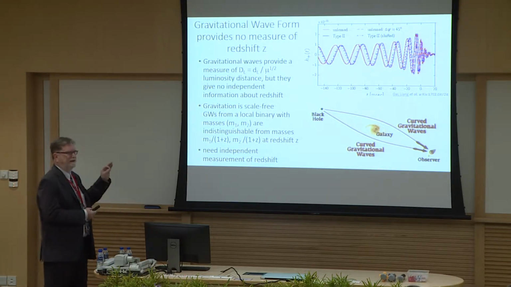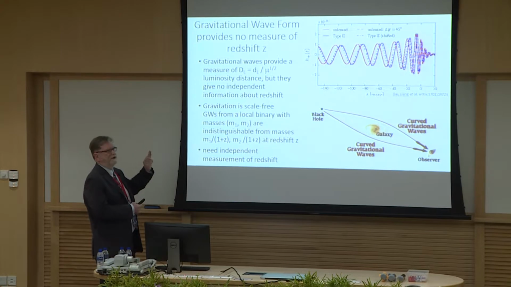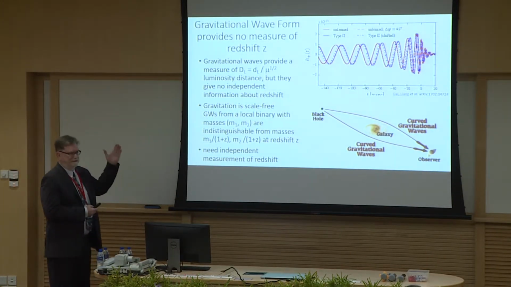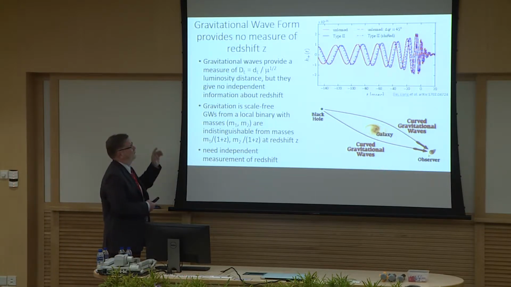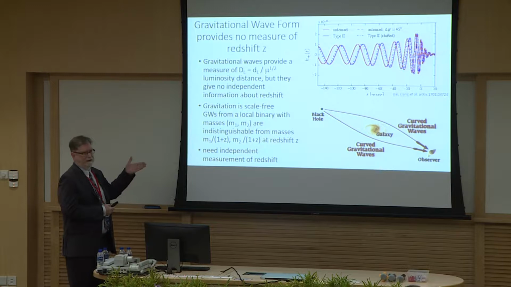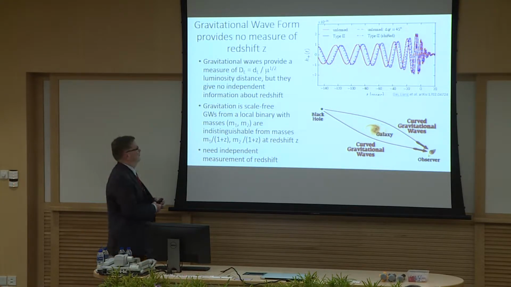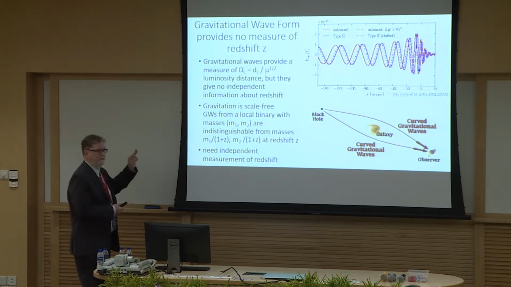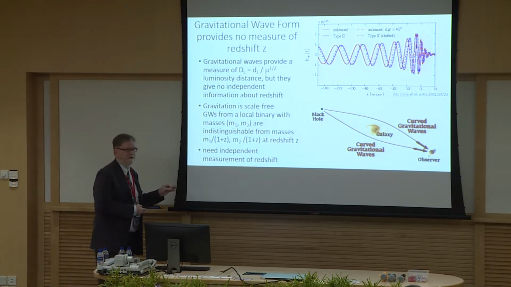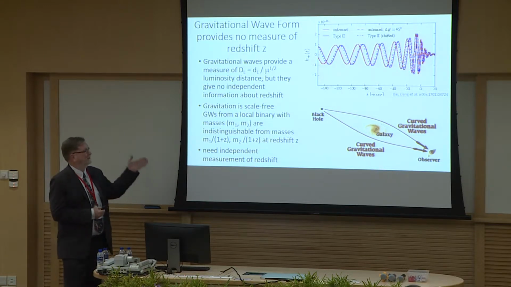I'll say it again. If you express things in terms of mass and distance, gravity scales completely. So you can't tell where a thing is from, because if you put smaller masses at a larger redshift, they'll look like larger masses at a small redshift, just scaling by the 1 plus z factor. The other point is that the luminosity distance reported by LIGO is the actual luminosity distance divided by the square root of the magnification.